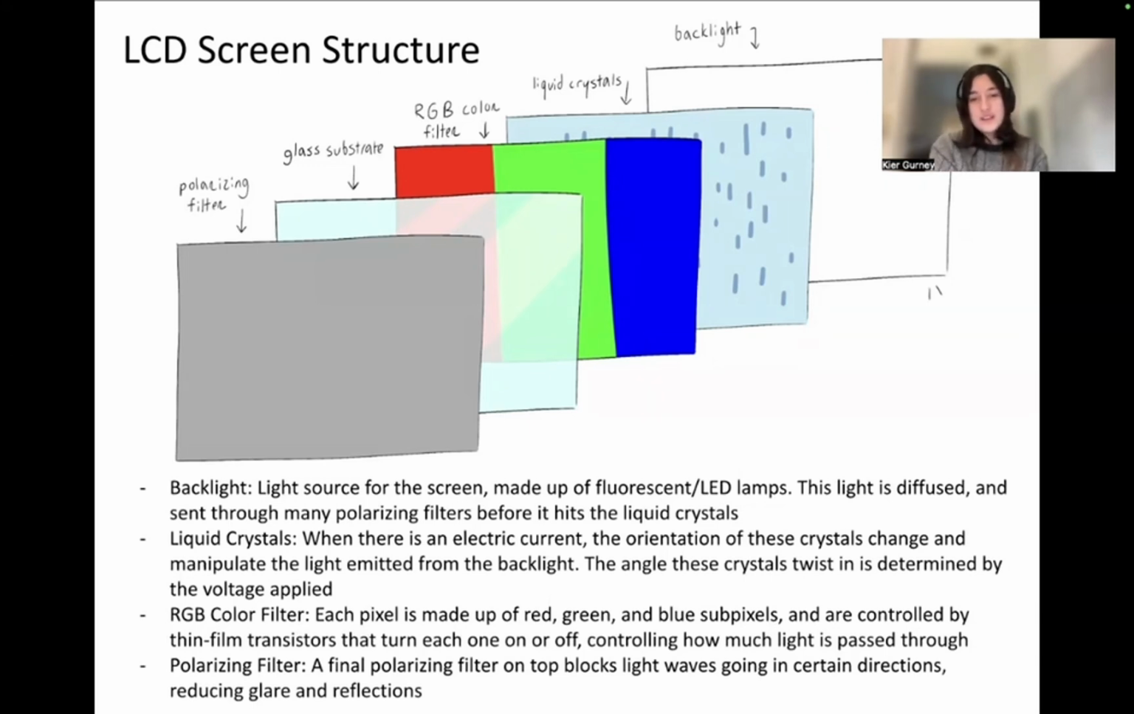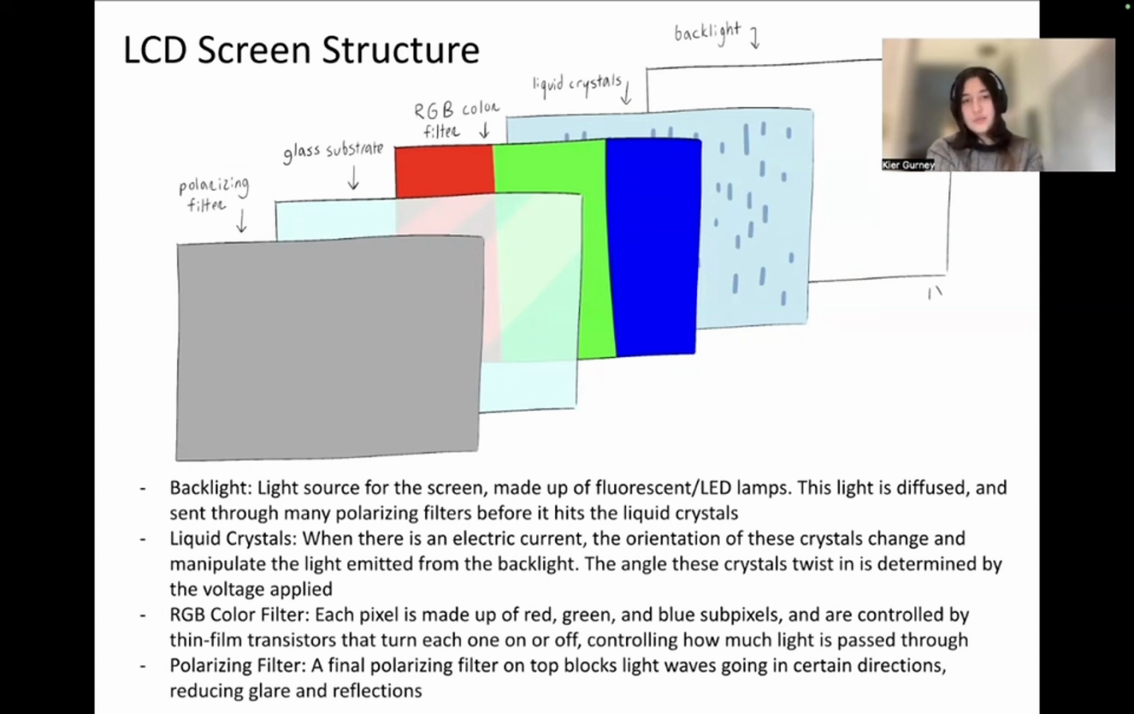When there is an electric current, the orientation of these crystals change and manipulate the light that's emitted from the backlight. The angle that these crystals twist in is determined by the voltage that's applied. Next up is the RGB color filter, which is all of the pixels on the TV. Each pixel is made up of red, green, and blue subpixels, and each of them are controlled by thin film transistors that turn each one on or off, controlling how much light is passed through.